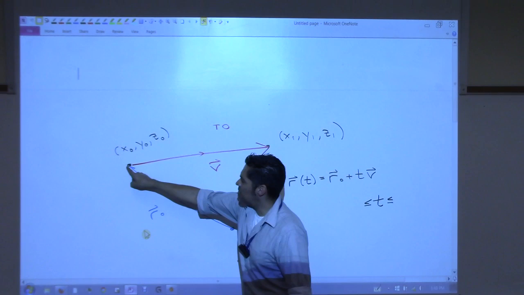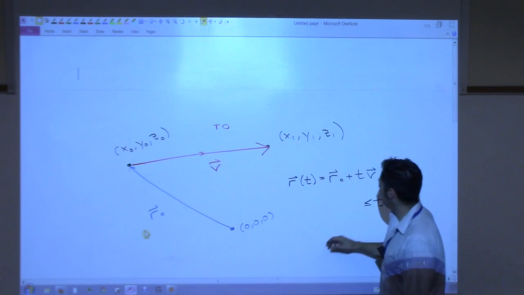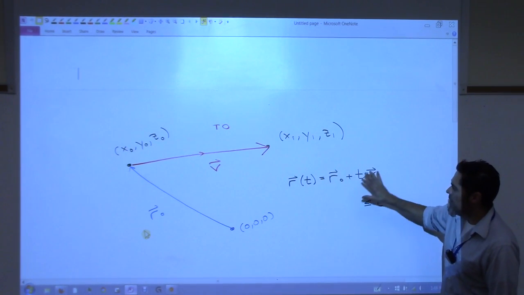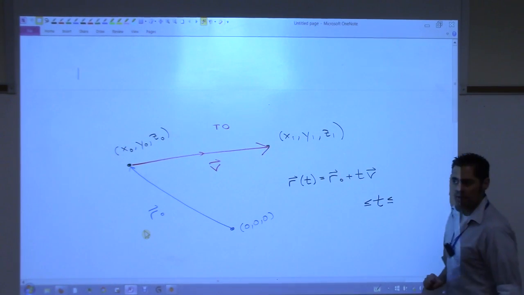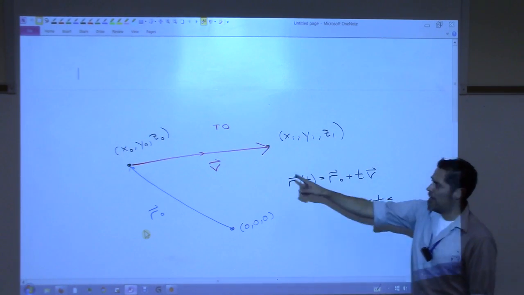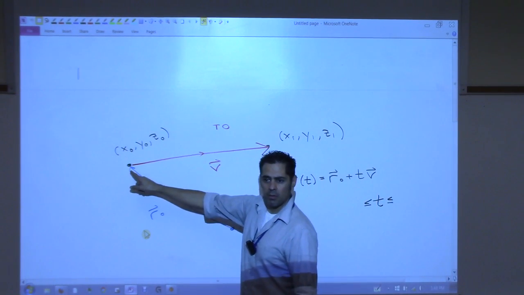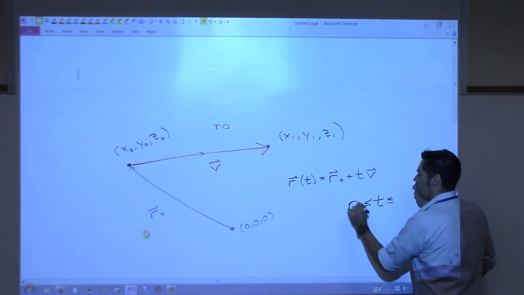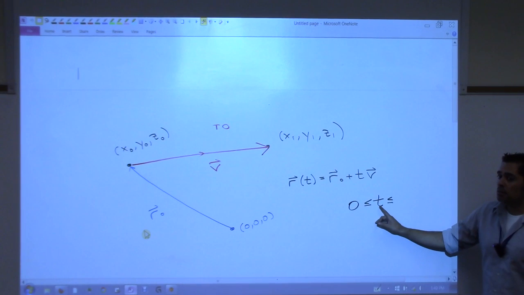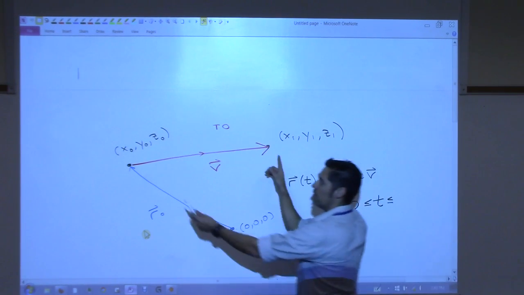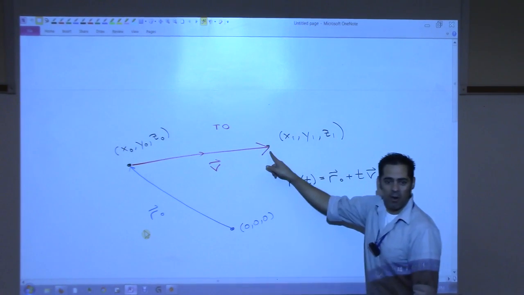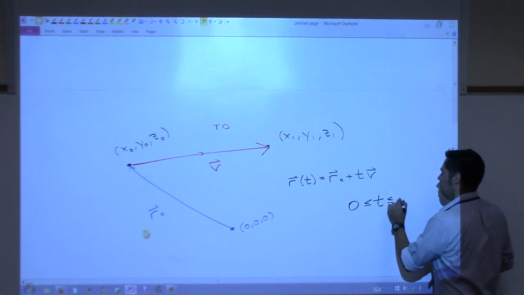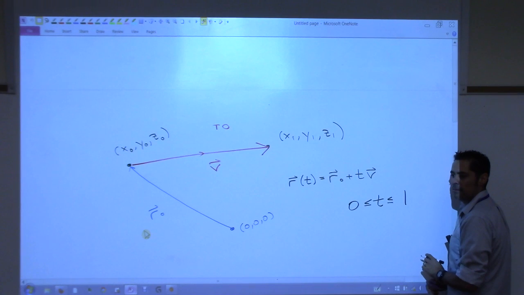How could you draw just that point? What would you make t to just draw this vector? 0, right? If t was 0, you would just draw that vector right here, R naught, wouldn't you? So I want to start at 0. What if t was 1? Isn't that going to add one of these red ones? And isn't one of those red ones going to take me to where I want to go? So between 0 and 1.